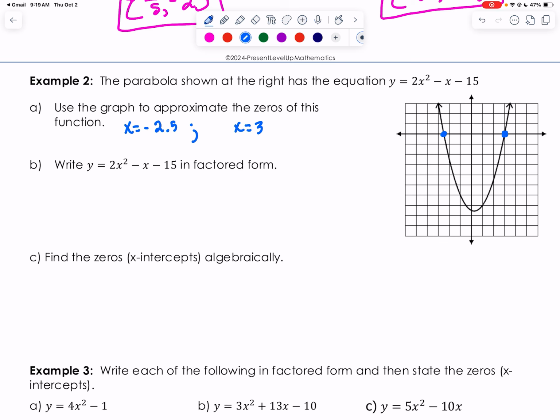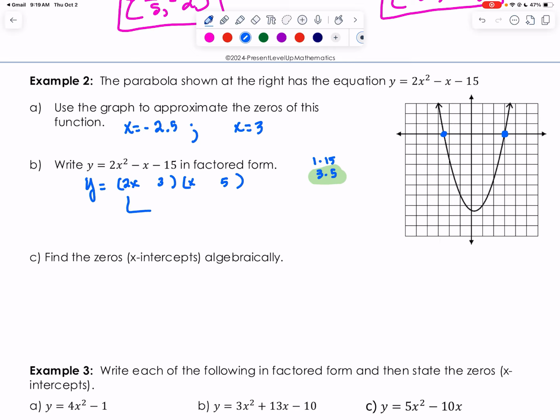So the next thing we want to do is write this function in factored form. Now, factored form means to just break it apart into its two factors. So for 2x squared, we would use 2x times 1x. For the 15, I could use 1 times 15 or 3 times 5. But remember, when I'm using guess and check, I usually start checking with the 3 and the 5 because they're closer together than 1 and 15. So I'm going to check 3, 5. If 3, 5 doesn't work, then I'll try 5, 3. So let's try 3, 5 first.